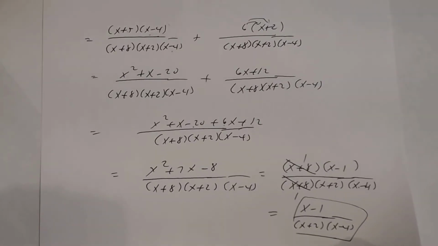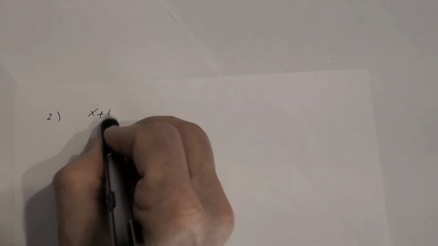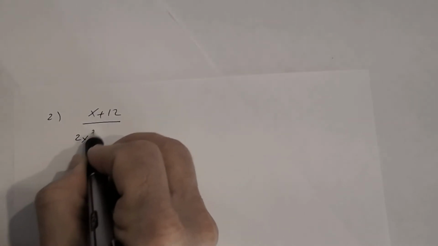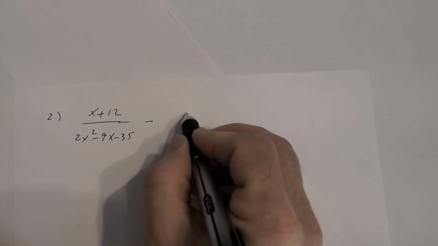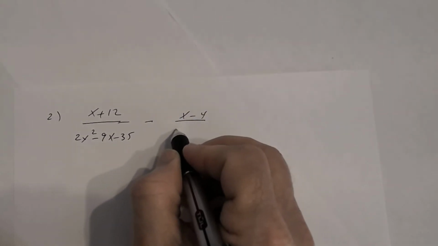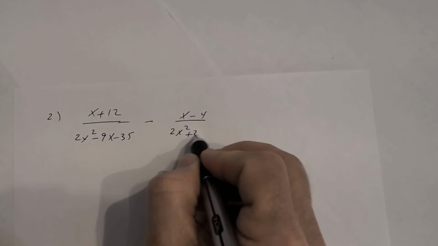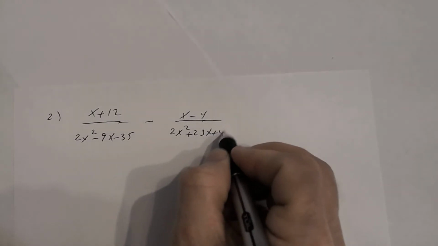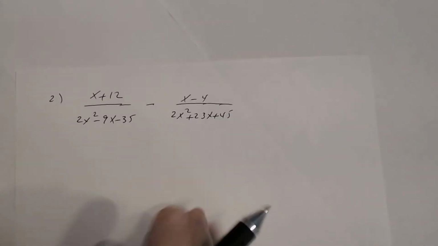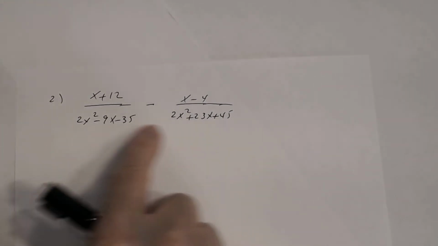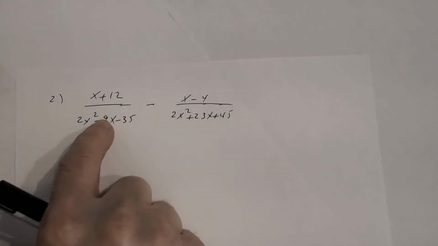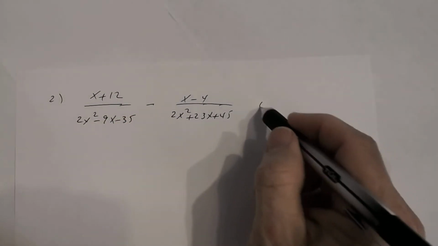So number 2, I have x plus 12 divided by 2x squared minus 9x minus 35, and I'm subtracting x minus 4 divided by 2x squared plus 23x plus 45. Okay, so again, I'm subtracting two rational expressions. Before I can write it as one, the denominators must be the same. They are not. So I got to factor the denominators and find the LCD.